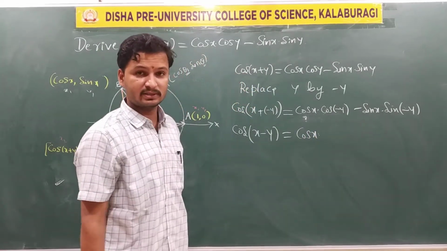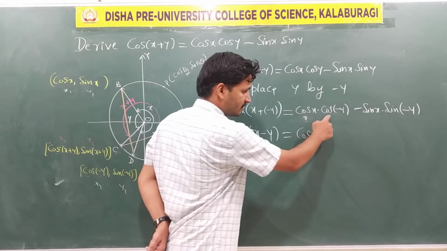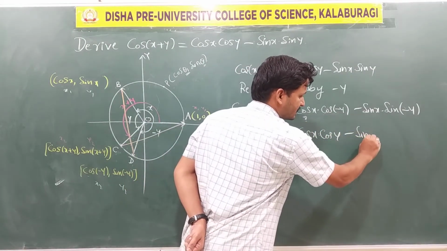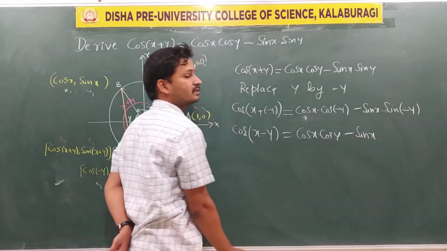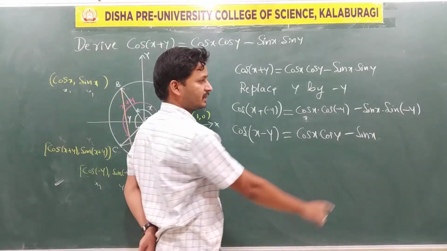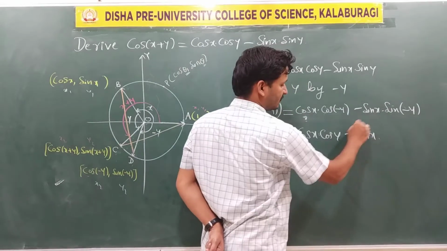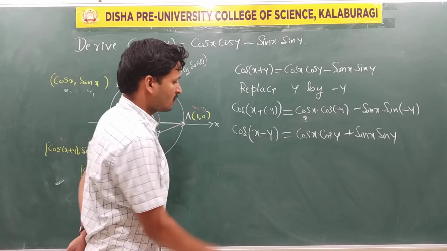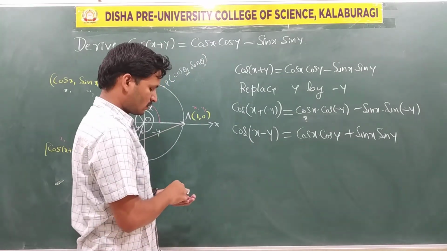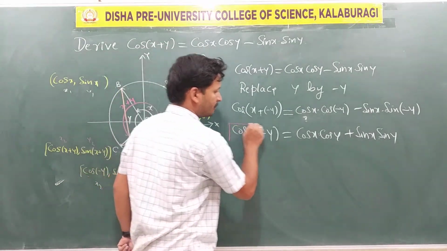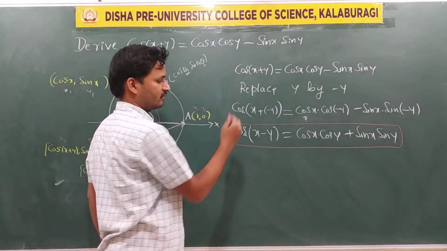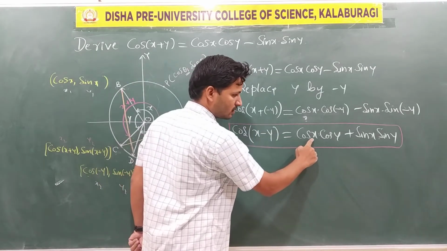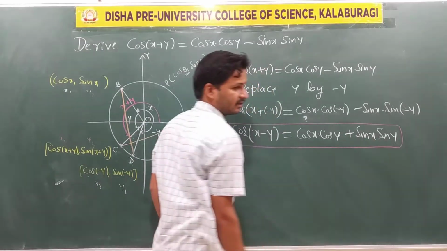Cos of minus theta is equals to plus cos theta, so that cos of minus y is cos y, minus sin x. Sin of minus theta is minus sin theta, so that sin of minus y is minus sin y. So minus of minus is plus sin y. So cos of x minus y is equals to cos x into cos y plus sin x into sin y. See, cos of x minus y is equal to cos x into cos y plus sin x into sin y.